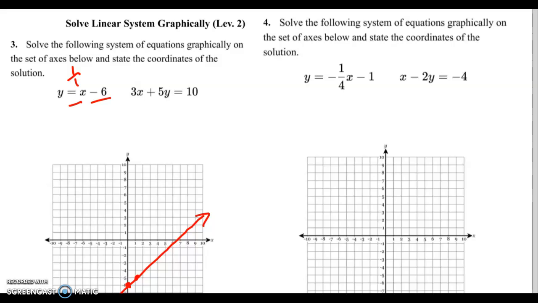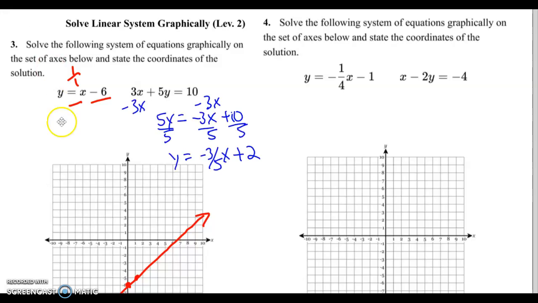Alright, next I've got this 3x plus 5y is equal to 10. So I have to solve it for y. We've done a number of those, but I'm going to go ahead and show what that looks like once it's solved for y. Subtract the 3x on both sides, bring down the 5y, divide by 5 on each term, reduce the fraction. I've got y is equal to -3/5 x plus 2. And now I have this in slope-intercept form.